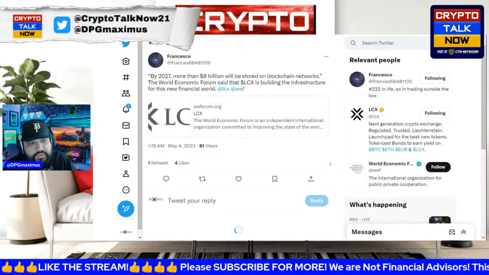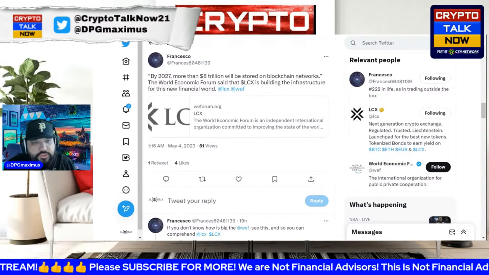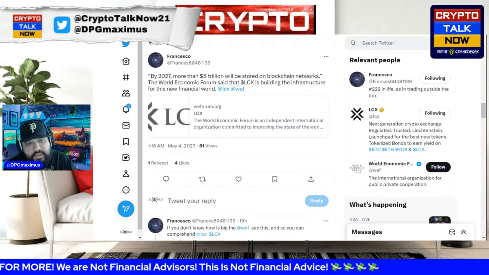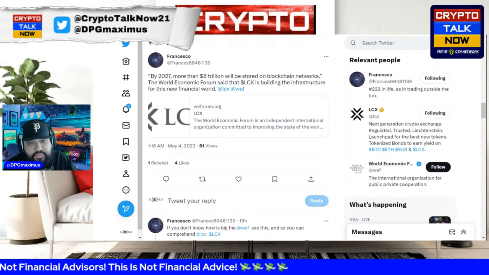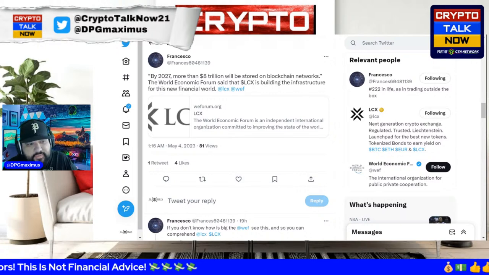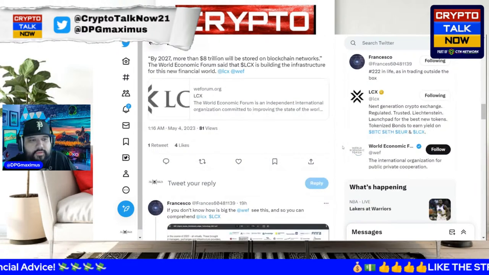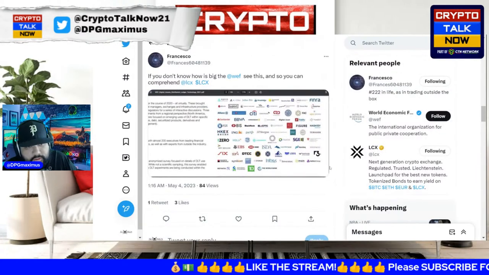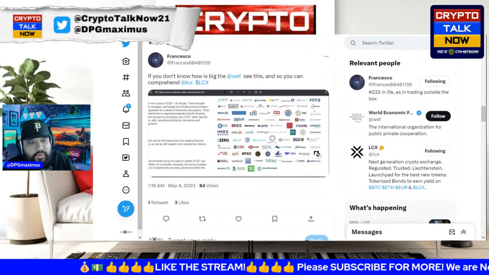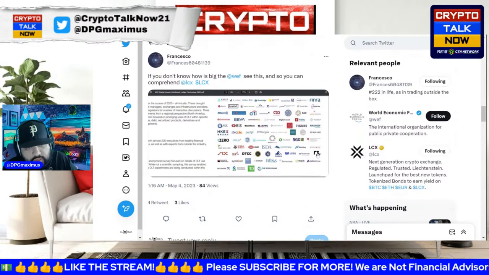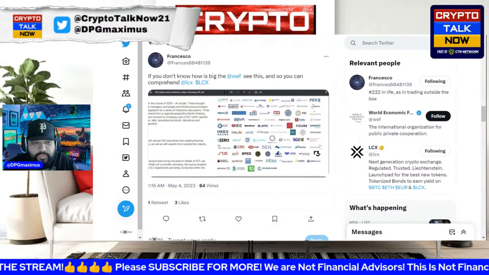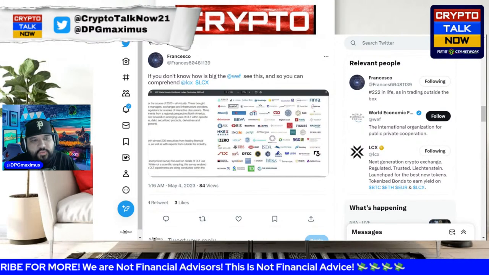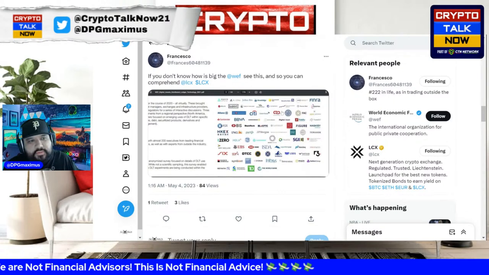A little bit more about this. By 2027, more than $8 trillion will be stored on blockchain networks. The World Economic Forum said that LCX is building the infrastructure for the new financial world. On top of this, if you don't know how big this is in regards to the connection with the World Economic Forum, you can comprehend this, right?